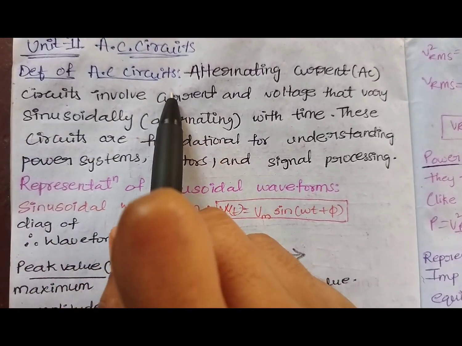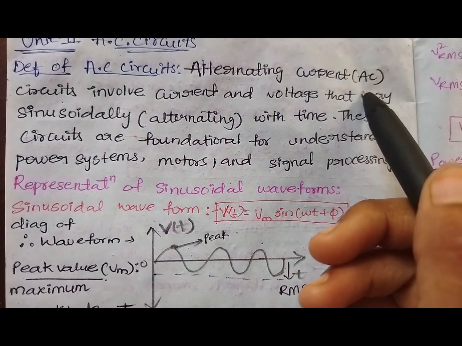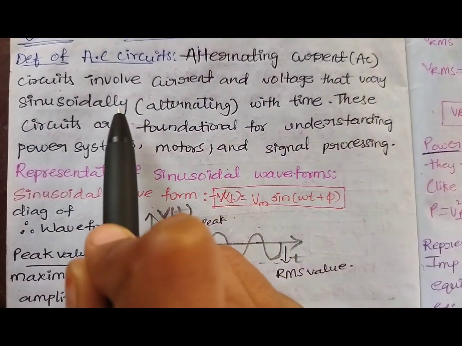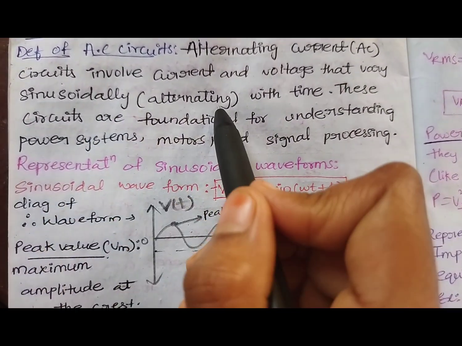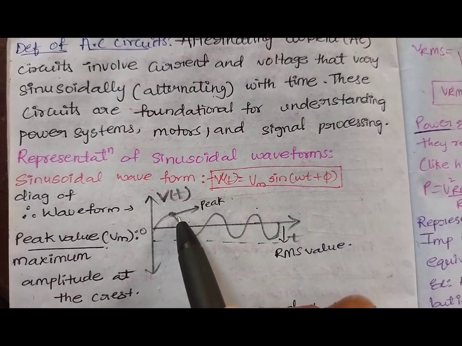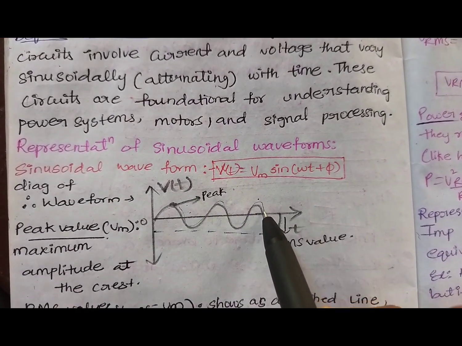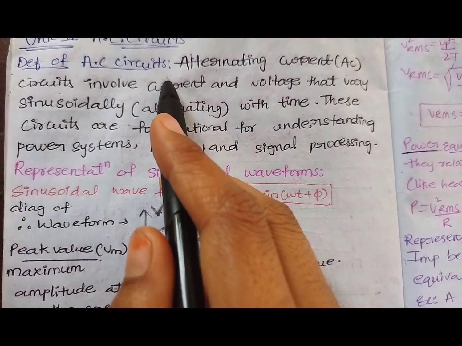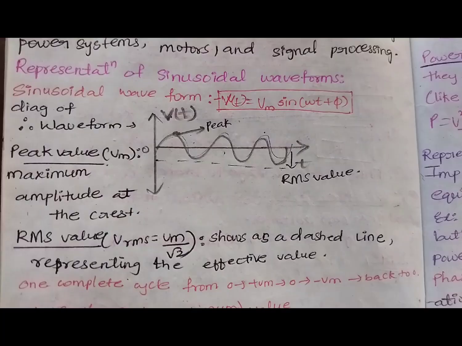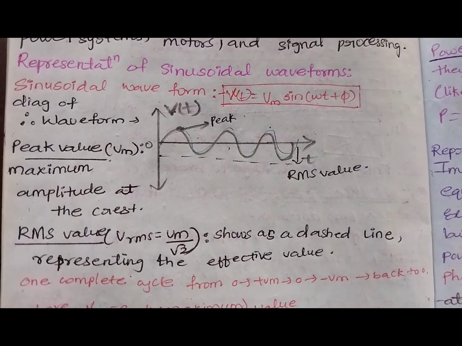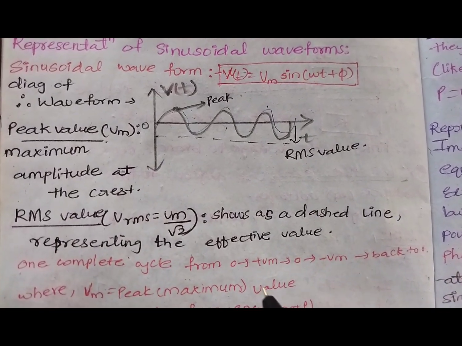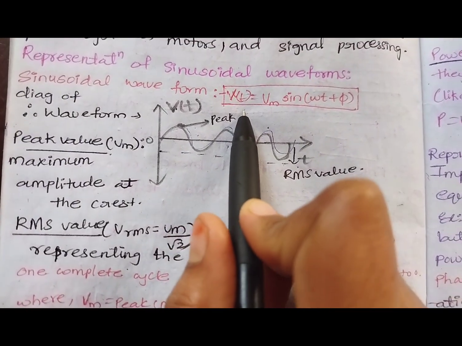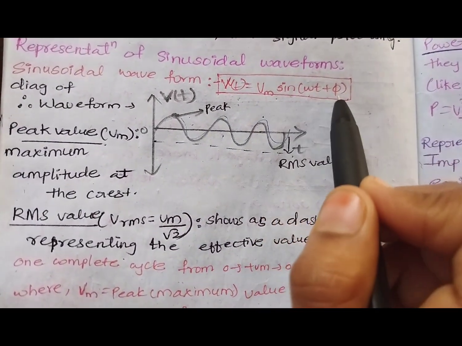Definition of AC circuit: alternating current involves current and voltage that vary in a sinusoidal waveform, alternating one after the other like this waveform. Current flowing like this is known as alternating current. A sinusoidal waveform is a sine wave structure. It is represented as V(t) equals Vm sin(omega t plus phi) for voltage.